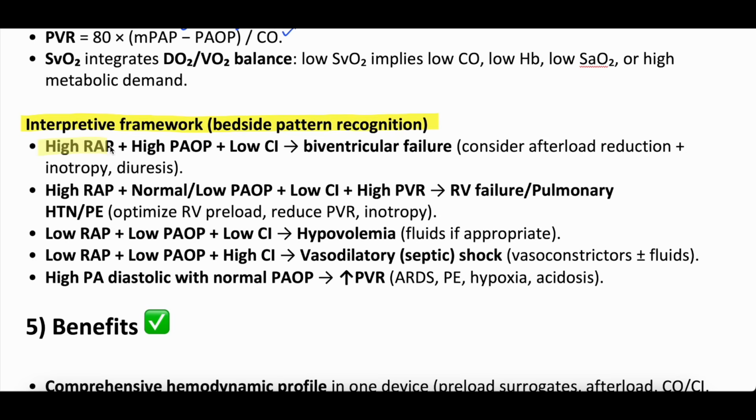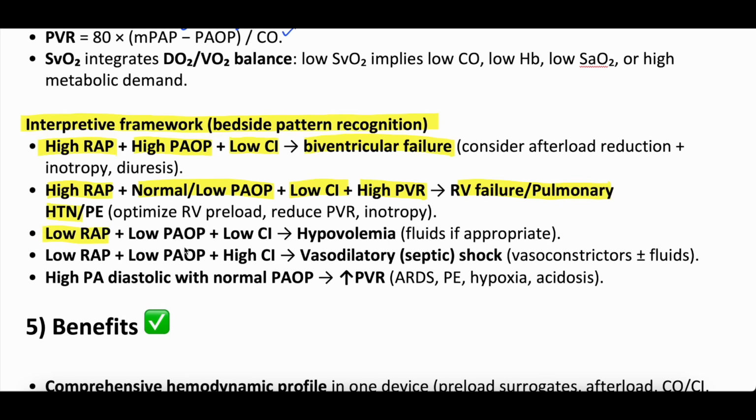So if you have a high right atrial pressure, a high pulmonary artery occlusion pressure, also known as pulmonary capillary wedge pressure, and a low cardiac index. So high filling pressures, high afterload, low cardiac index. That's indicative of something like biventricular failure. If you have a high right atrial pressure, a normal wedge pressure, a low cardiac index, and a high pulmonary vascular resistance, that indicates right ventricular failure or pulmonary hypertension, right? Because your wedge pressure, your left side of your heart's okay, but your pulmonary vascular resistance is high, your right atrial pressure is high, and your cardiac index is low, indicating the right heart is struggling.